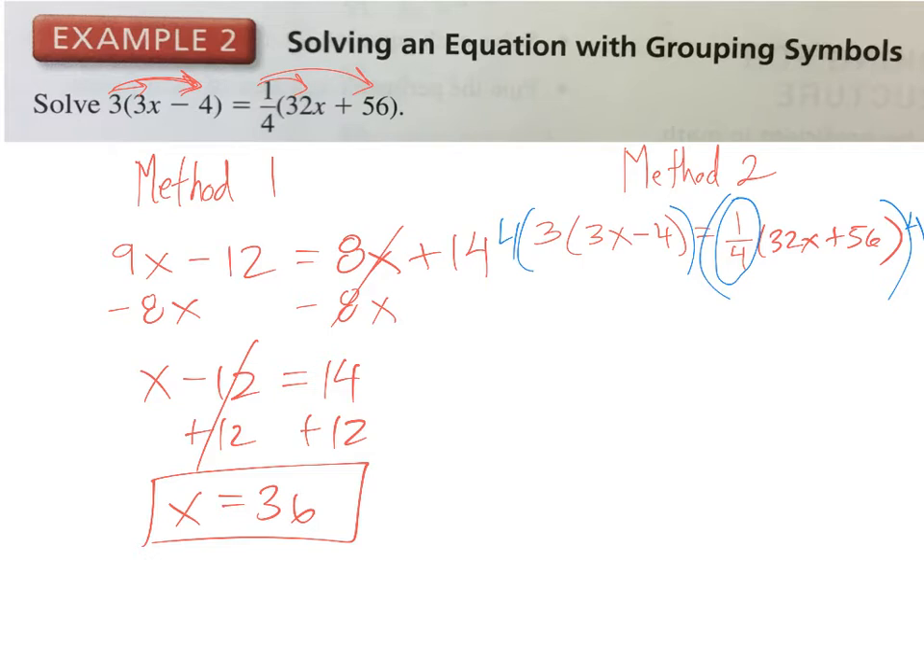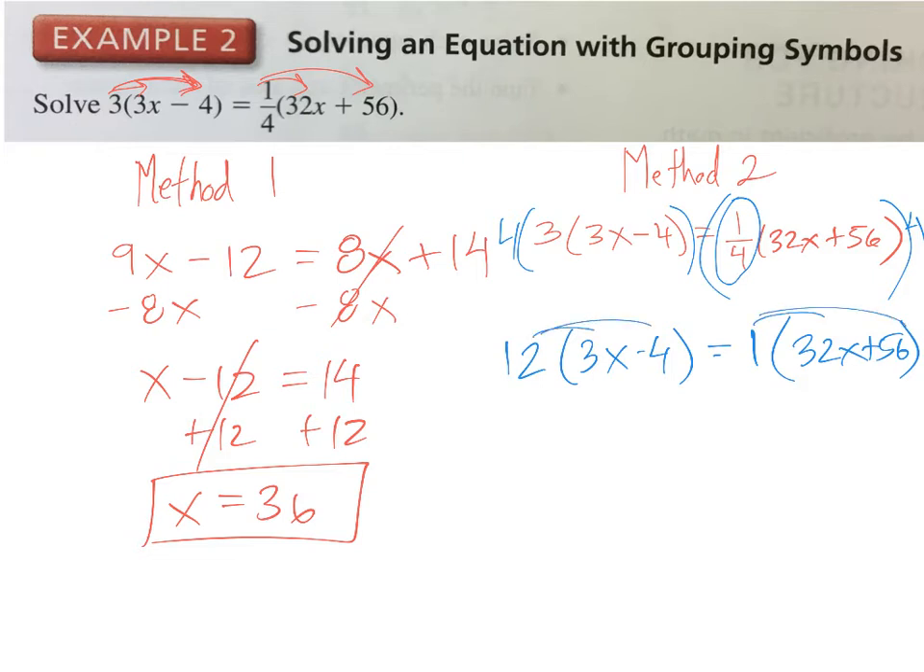Multiplying by 4, both sides of the equation. So I get 12, 3x minus 4. And I got 1/4 times 4, which is just 1. 32x plus 56. So now I just distribute, and I get 36x minus 48 is equal to 32x plus 56. Now in this case, we ended up with bigger numbers, which makes the problem a little more difficult to work with, not that much more. But sometimes this method can make the problem easier to solve, depending on what the fractions are.